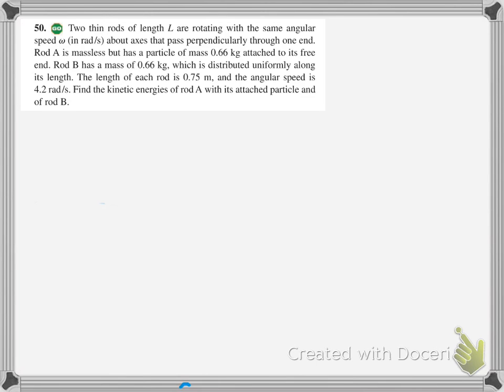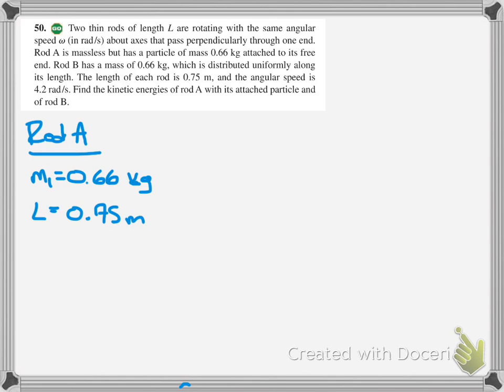Okay, so first write down what you know. So for rod A, you know that the mass is going to be 0.66 kilograms. You know that the length is 0.75 meters, that the angular velocity is 4.2 radians per second, and that the inertia is going to be 1/3 ml squared, because the equation sheet says that for any rod that has an axis at the end, the inertia will be 1/3 ml squared.